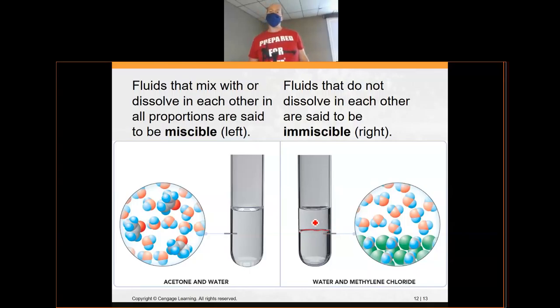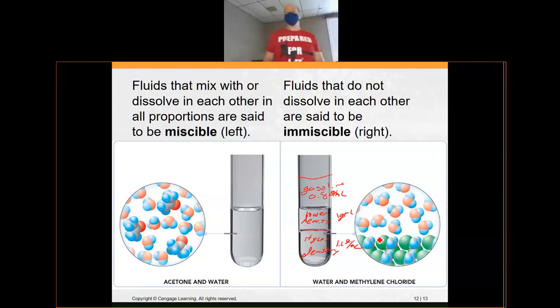The top layer is going to be the layer that has the lower density, and the bottom layer is going to have the higher density. In the case of methylene chloride, it has a higher density than water. So it's at the bottom, water's at the top. If we have gasoline and water, the gasoline has a lower density than water. Gasoline would be at the top. This is like 0.8 grams per milliliter, this is 1 gram per milliliter, and this is 1.2 grams per milliliter.